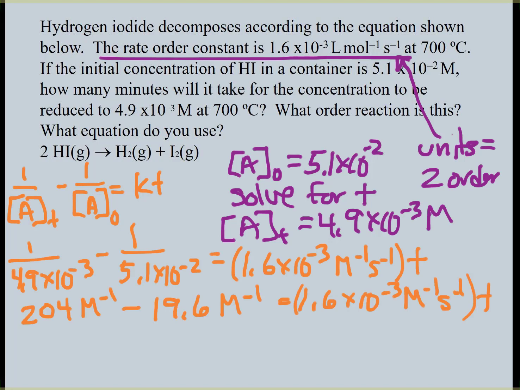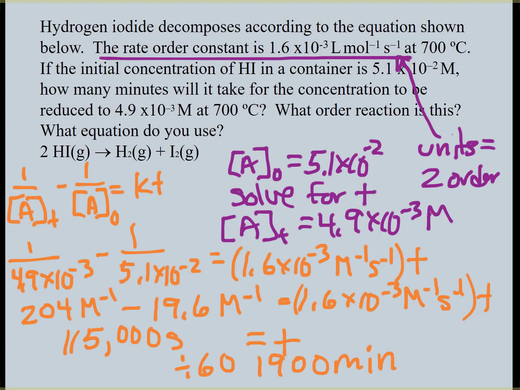And then we're going to divide each side by 1.6 times 10 to the minus 3. And we get T equals 115,000 seconds. And that's kind of big, so I'm going to divide by 60. And I'm going to get 1900 minutes. But that is how you will find the time for a second order reaction.